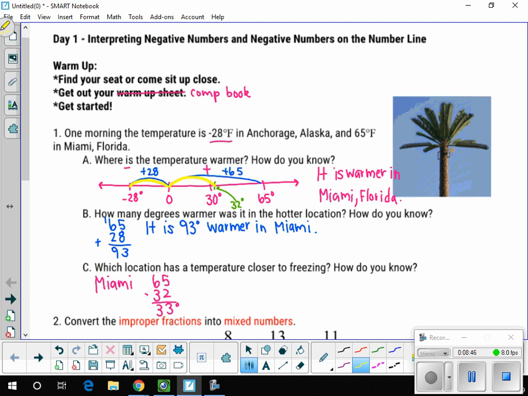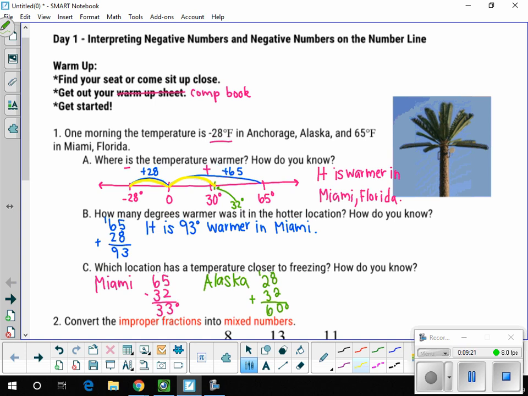Okay, would you like to add anything? Okay. So then let's do Alaska. And we have that first distance of 28. And we're going to add that to our second distance of 32. Add those together. And Alaska is 60 degrees away from freezing.